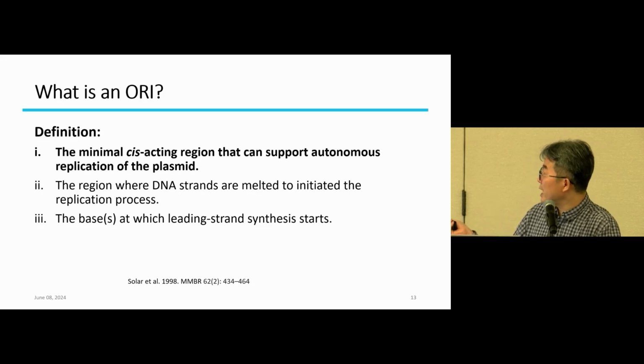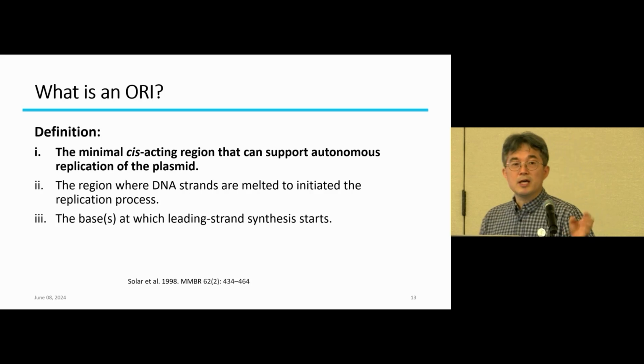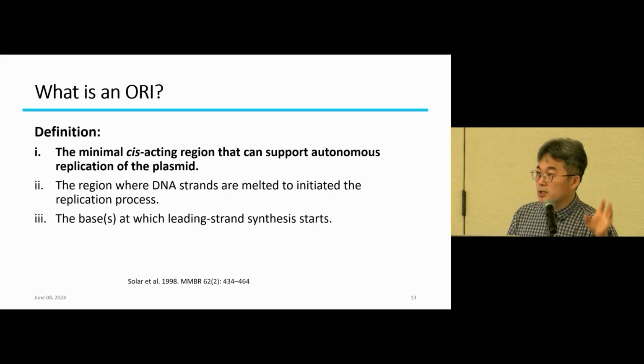So here, origin of replication refers to the minimum cis-regulatory element region that is required to keep the replication of the plasmid. Okay, so we are using the first terminology.